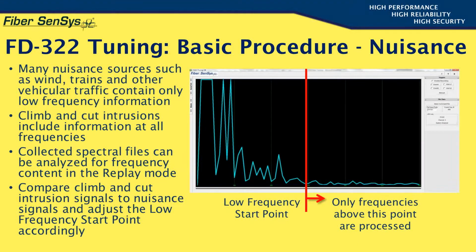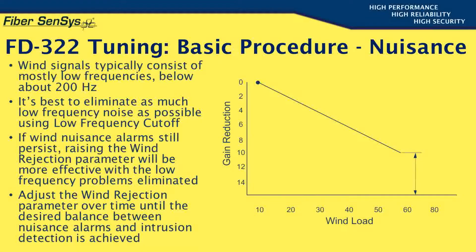On the other hand, climb and cut intrusions normally include components at all frequencies. Analysis of spectral data files for frequency content using the replay mode allows comparison of intrusion signals to nuisance signals. Adjustment of the low-frequency cutoff parameter can often dramatically improve nuisance alarm rejection. For example, wind signals typically consist of mostly low frequencies below about 200 Hz.